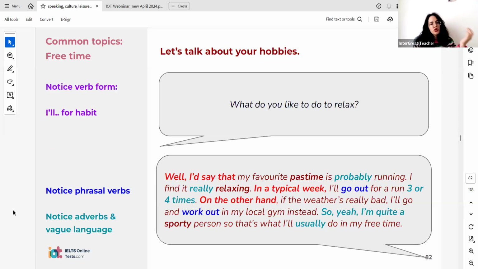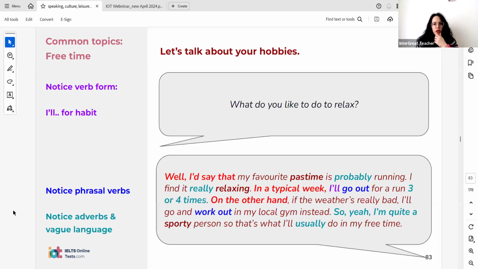as 40%. Usually I do something, right? And for example, let's take a look at the verb forms. I'll go out. I'm using I'll go and work out because I'm creating this condition.